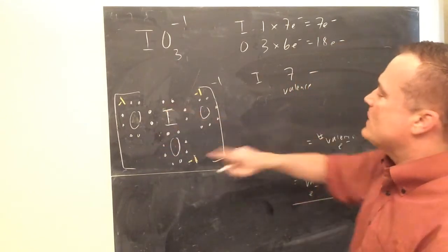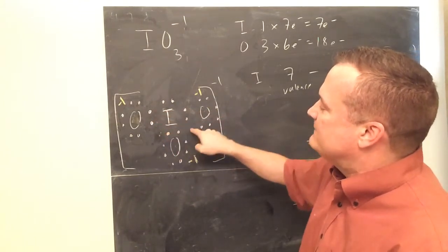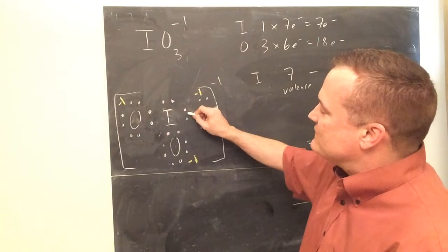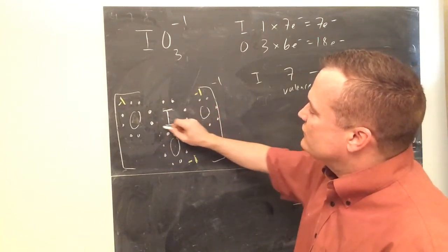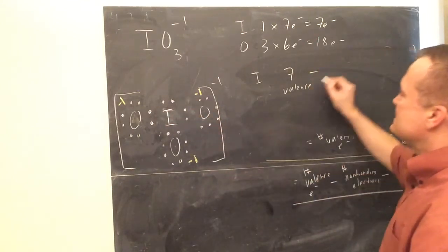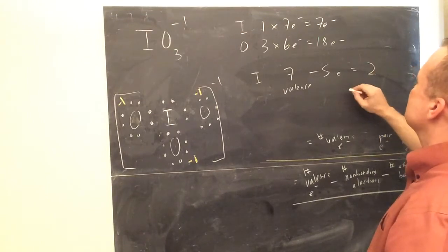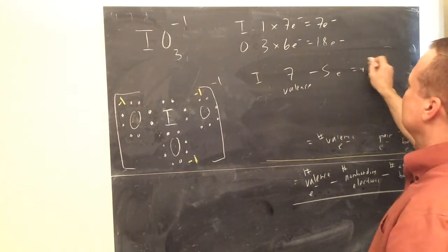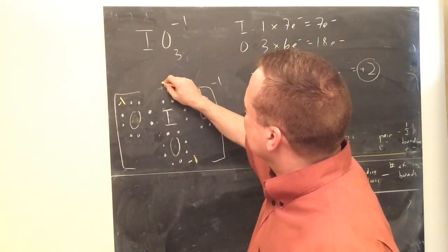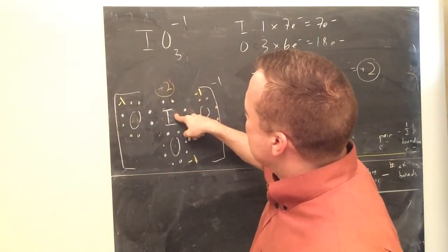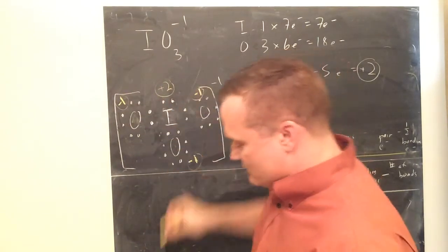It only has 2 lone pair electrons, and then it has 1, 2, 3, 4, 5, 6 bonding electrons. Remember, you can have half of each bonding pair. So 1 of these, and 1 of these: 1, 2, 3 electrons, 4, 5 electrons. So 7 minus 5 electrons equals 2, and it's positive 2. So iodine is positive 2. I is positive 2, this O is negative 1, this O is negative 1, and that O is negative 1.